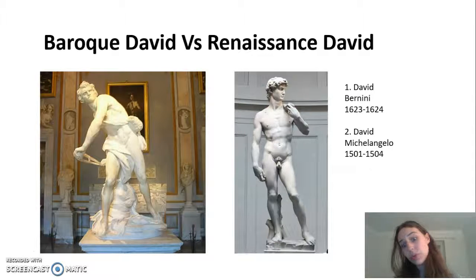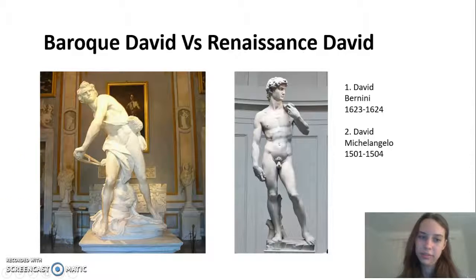These two Davids beautifully represent the differences between Renaissance and Baroque art. Can you guess which is which? This one is Baroque art.